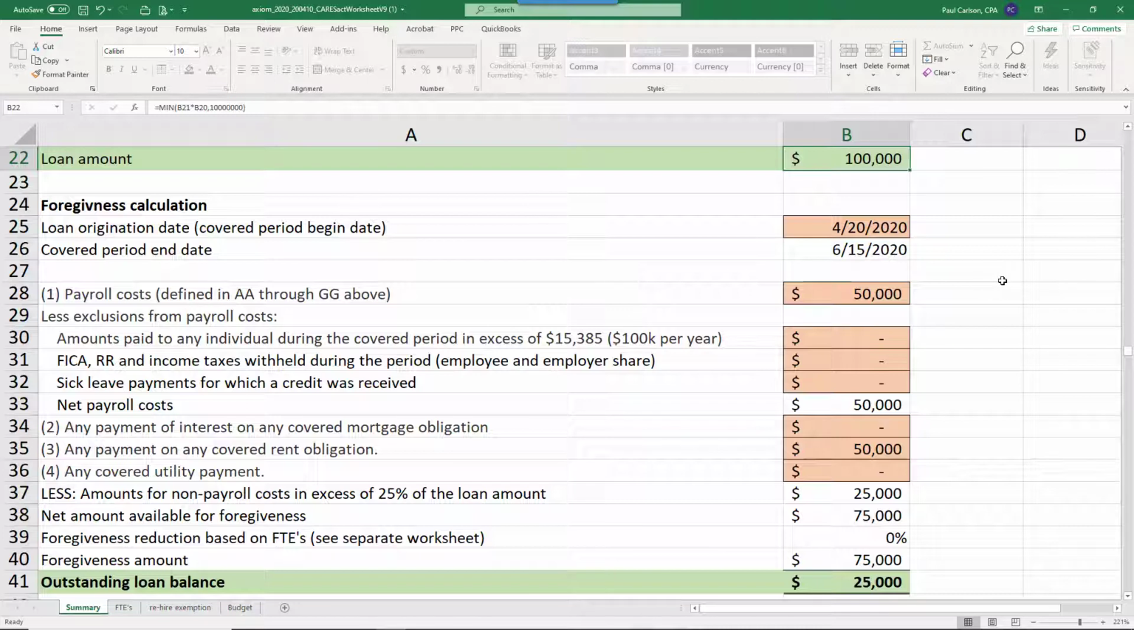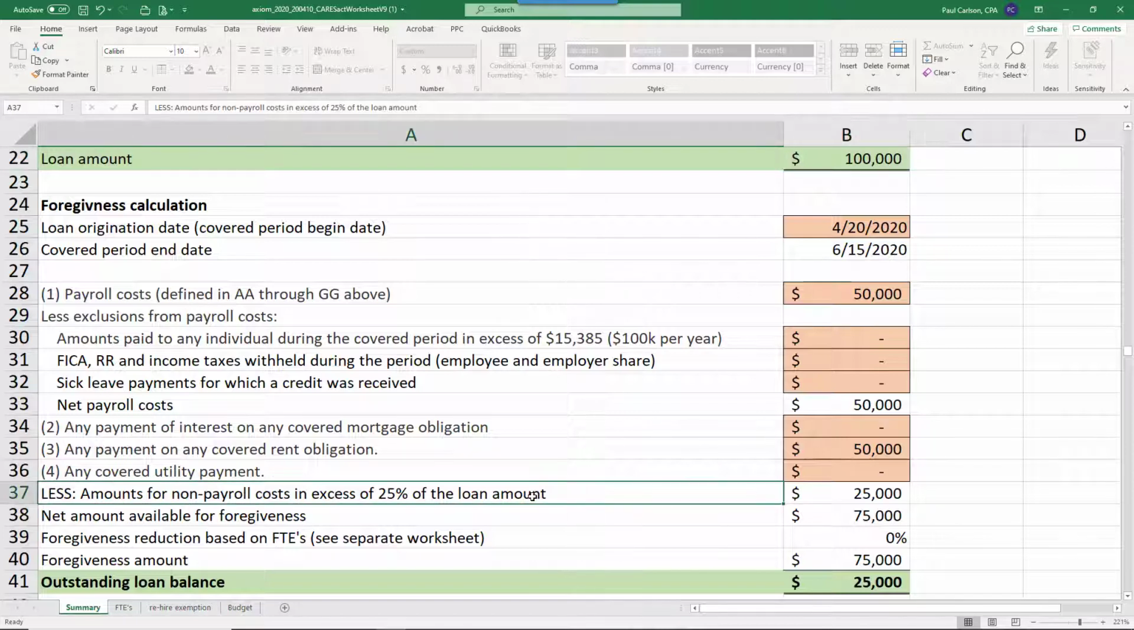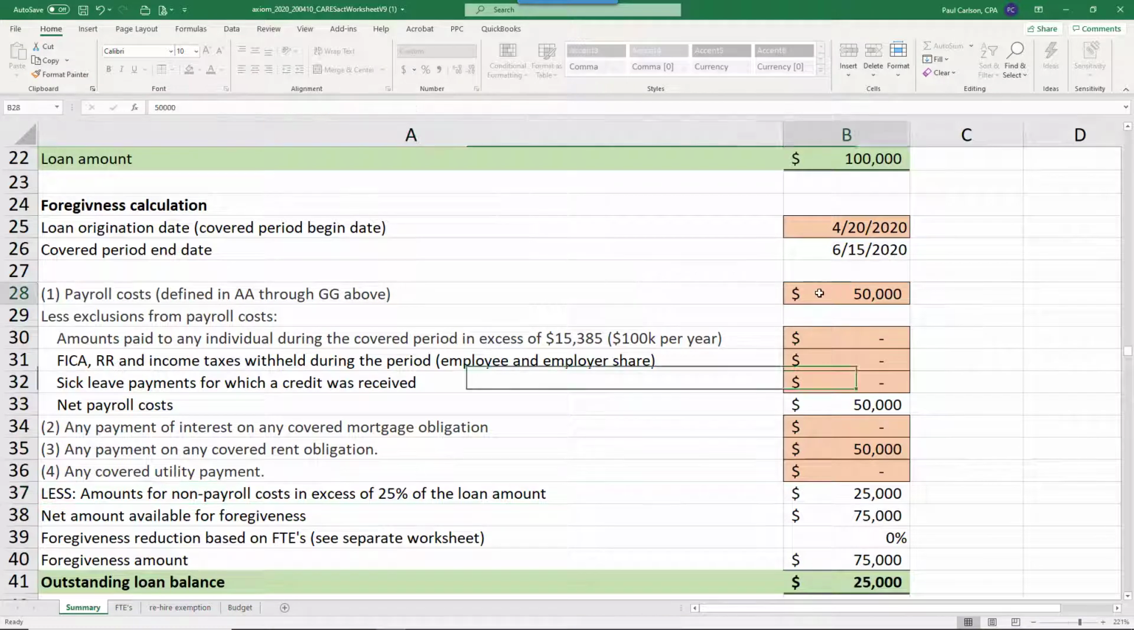One of the requirements within the program is that allowed overhead costs are capped at 25% of the loan amount. In this example, the firm received $100,000. They spent $50,000 on wages and $50,000 on rent. Well, 25% of the $100,000 loan puts the cap on overhead at $25,000.